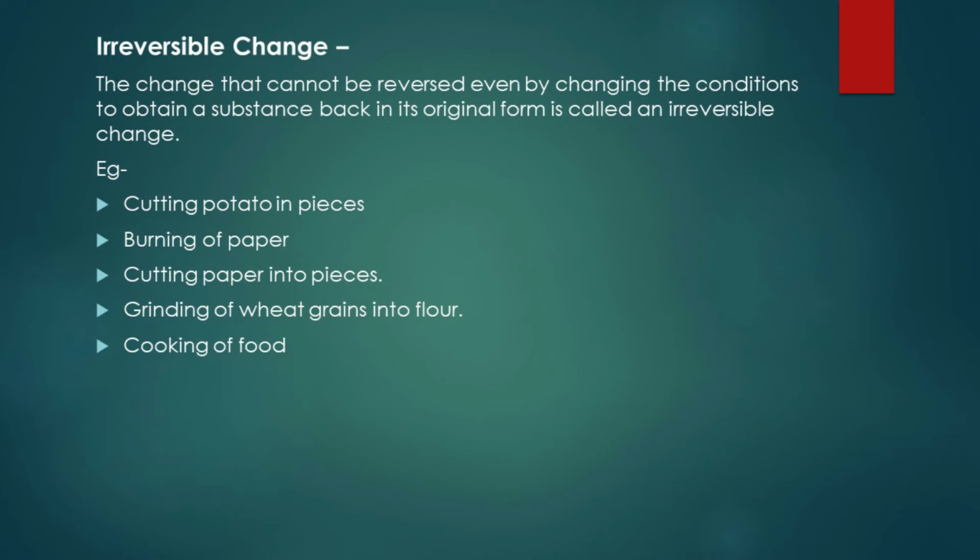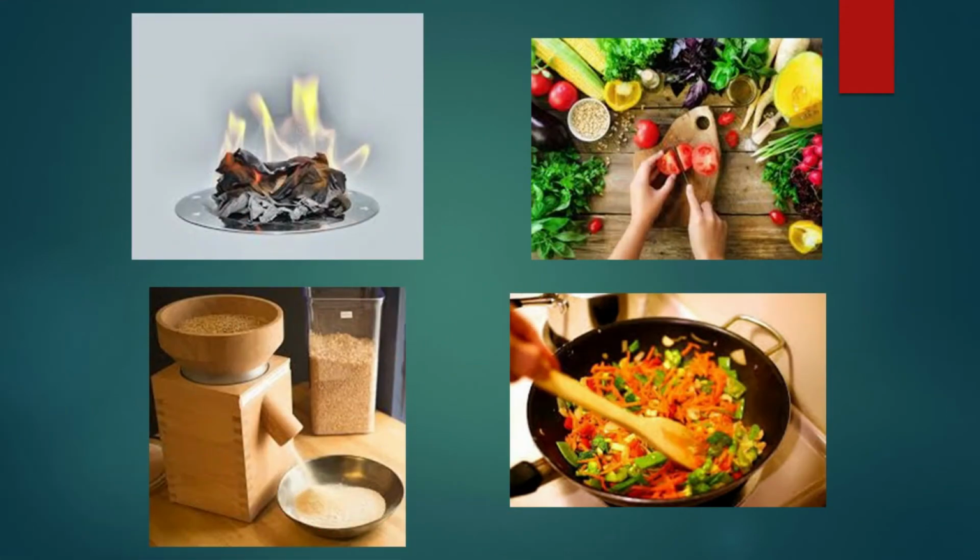Also, when we are cooking food or baking a roti, we get a new product which cannot be reversed back to its own form. So all these types of changes which cannot come back to their own form are known as irreversible changes. Like here, burning of paper, cutting of vegetables, grinding of flour, and cooking of vegetables. All these are irreversible changes. Once it has been done, it does not come back to its own position.